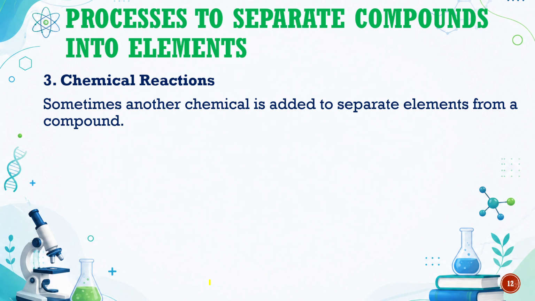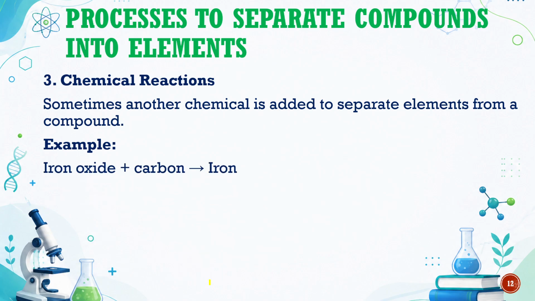Sometimes adding a different chemical into an existing compound makes the compound break into its original elements. So a chemical reaction happens by adding another element or chemical, and it breaks the compound into its individual parent elements. That is what the chemical reaction is.